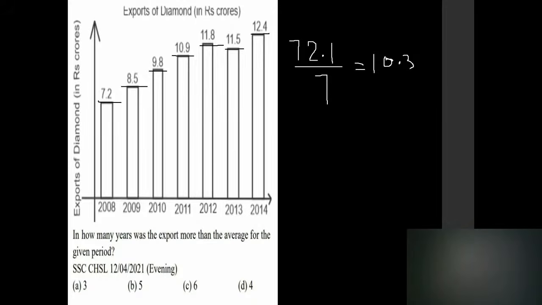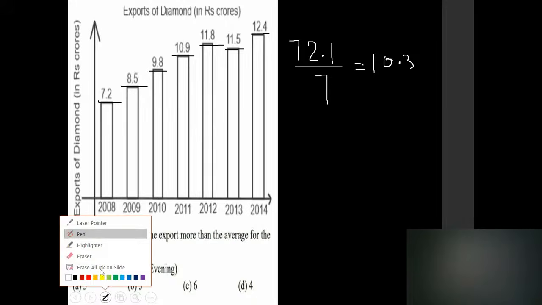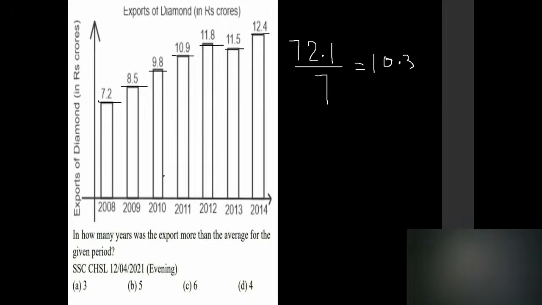Now our question is, how many years are there which are more than the average? So the average is 10.3 and we should find how many numbers are more than 10.3. So what is the final answer? We should just check how many are more than 10.3. Yes, 4 is the correct answer.